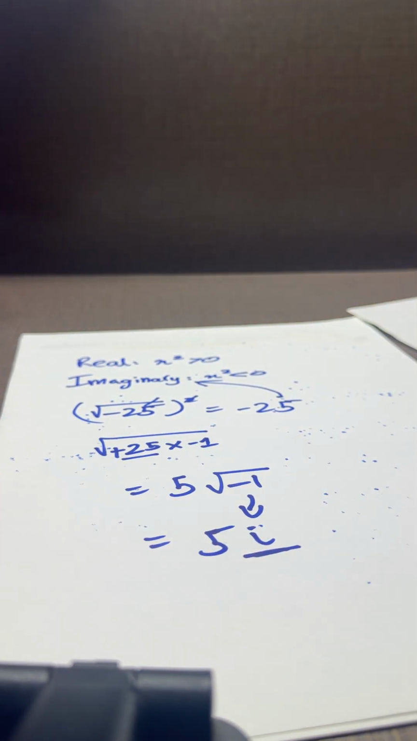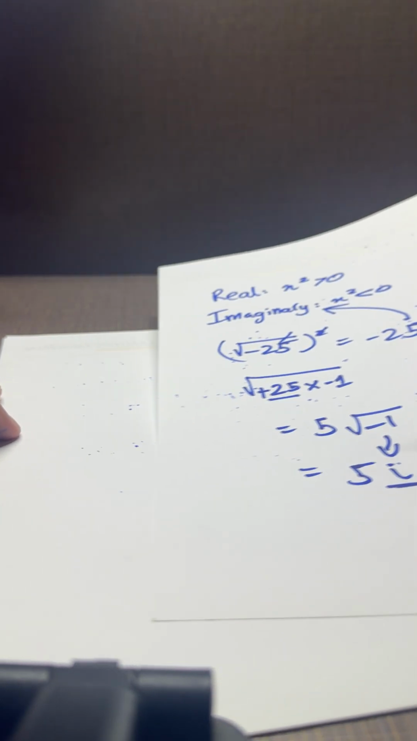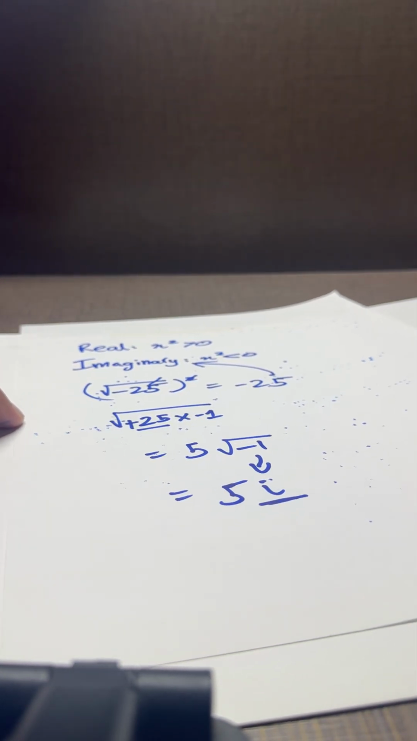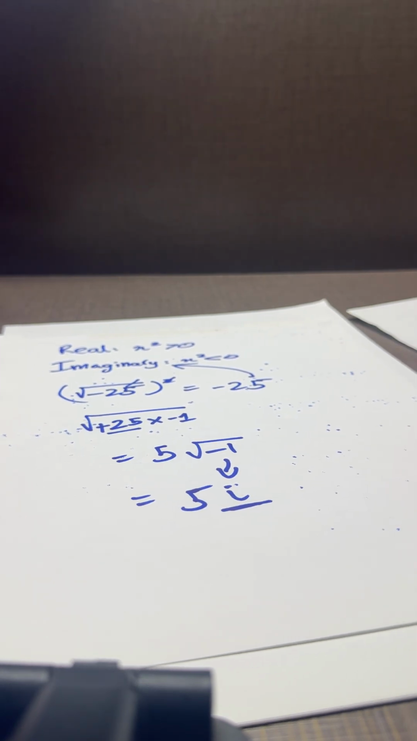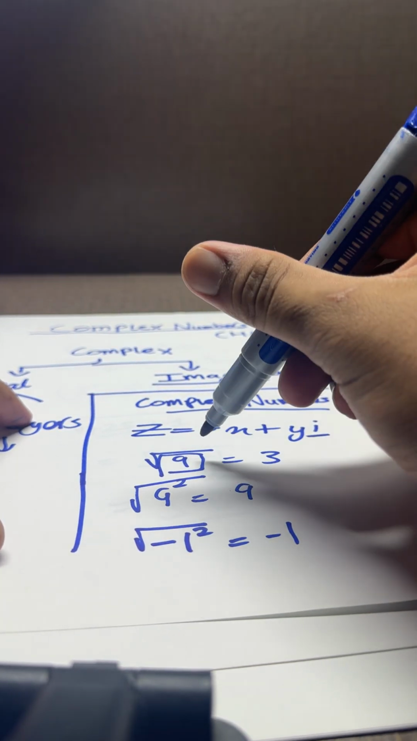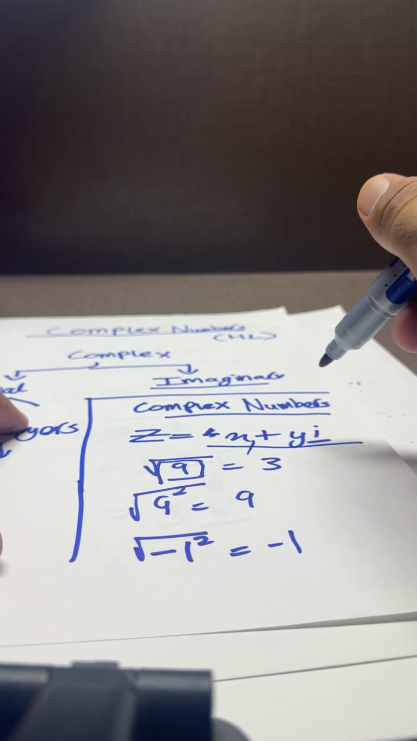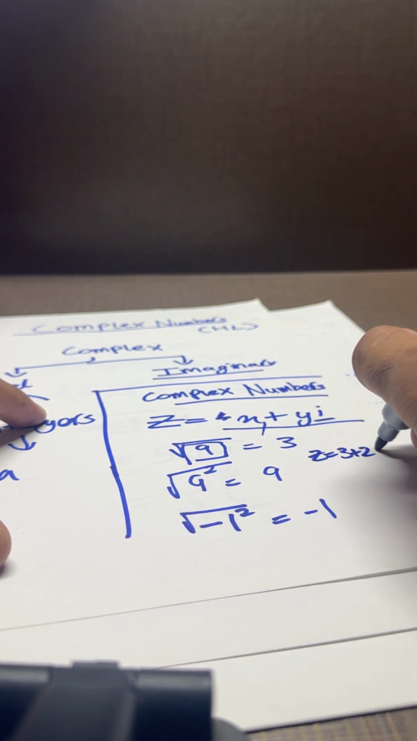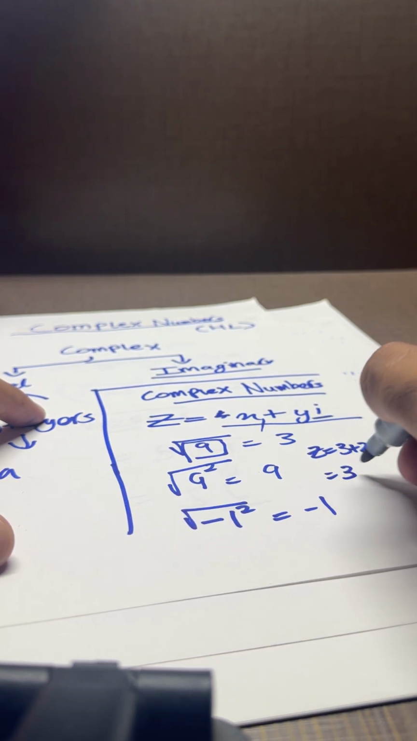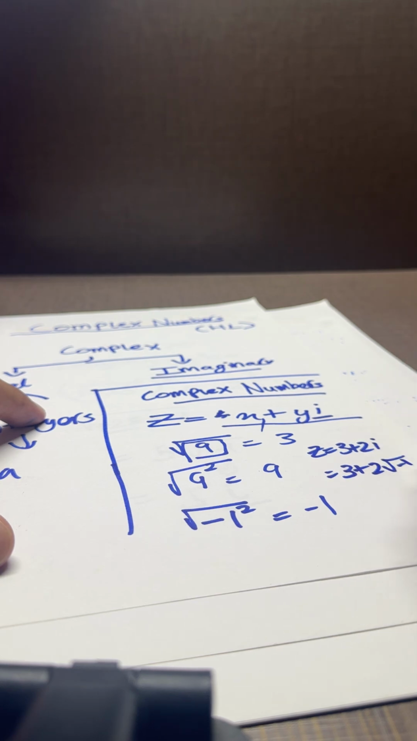This is an imaginary part. It's called imaginary because when it was discovered there was no practical use for it, but now we know what it actually means, and there are so many uses of it. So this is basically i. That is how we get the form x plus yi. For example, z is equal to 3 plus 2i, which means 3 plus 2 times the square root of minus 1.